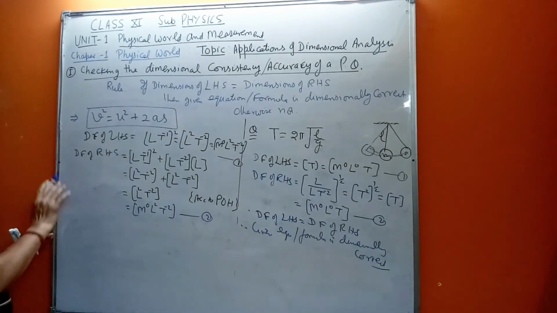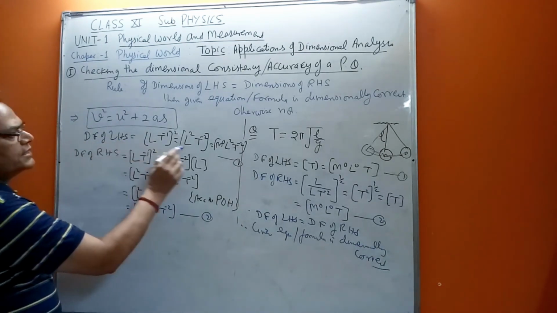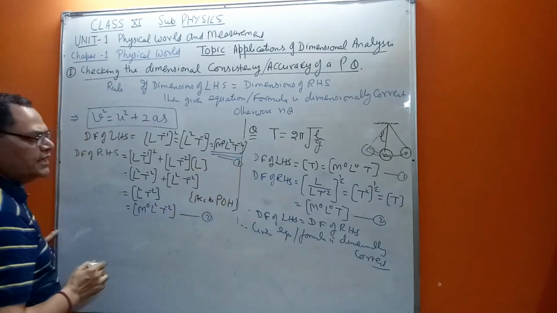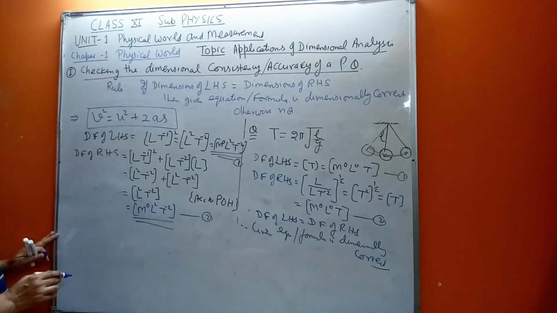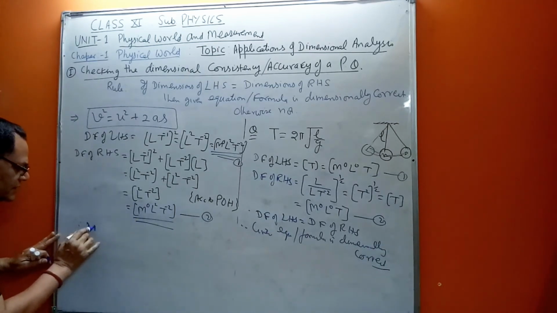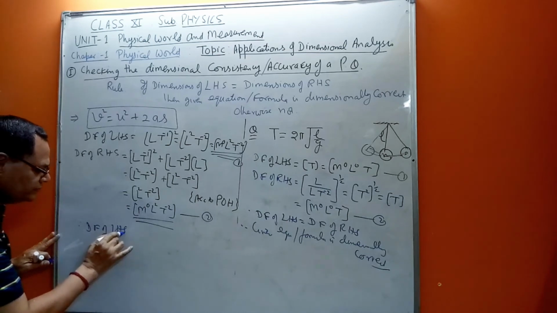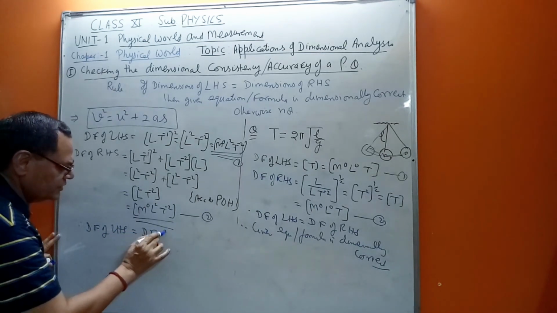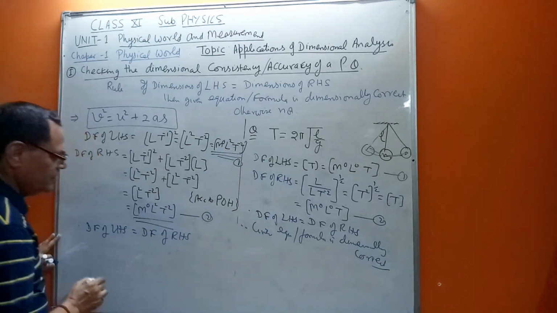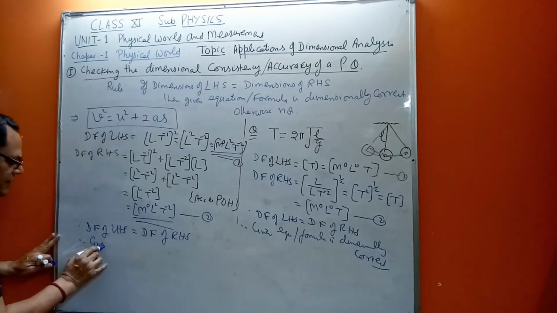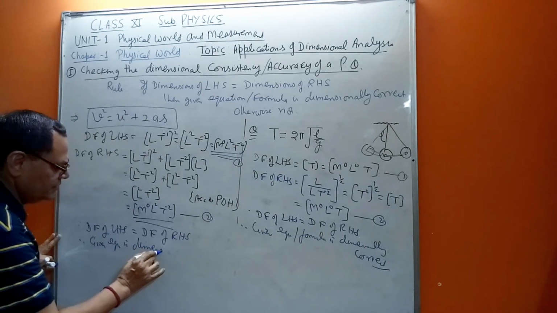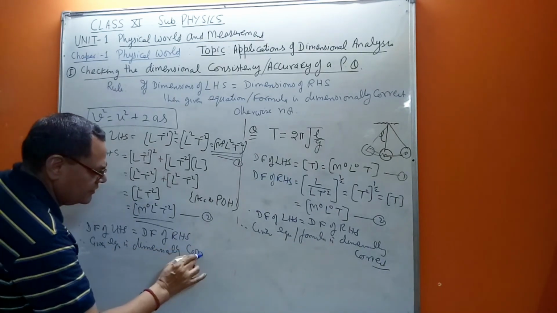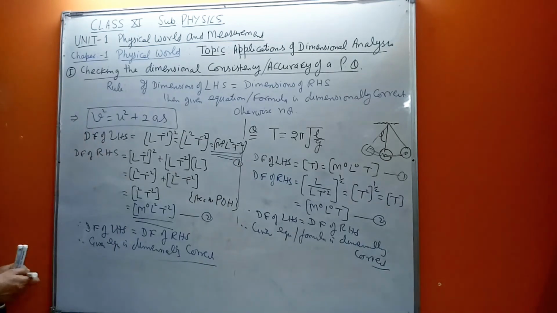Clear? So we again find the dimensional formula of LHS is M0 L square T minus 2, and of right hand side again M0 L2 T minus 2. Since the dimensional formula of LHS is equal to the dimensional formula of RHS, again we can say the given equation is dimensionally correct. Clear?